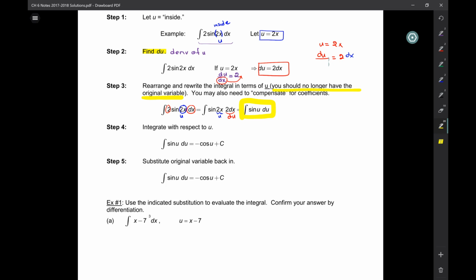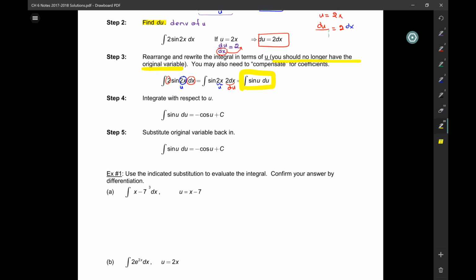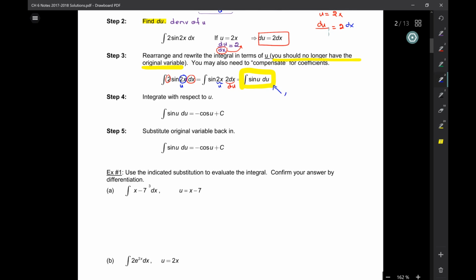How would you get a different answer than sine u du? You might get like 3 sine u du or 2 over 3 sine u du, but the base integral will always be sine u du. Correct. So now that we have the integral of sine of u du, look at what happens. X disappeared, right? This is what needs to happen.